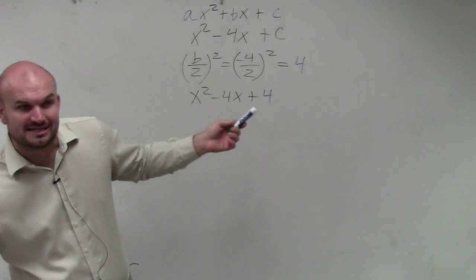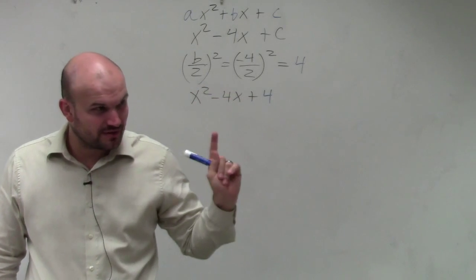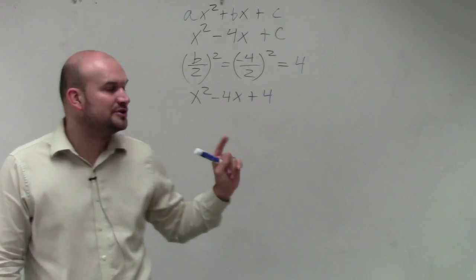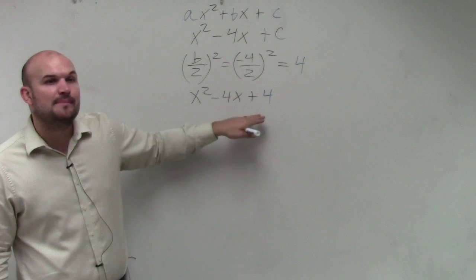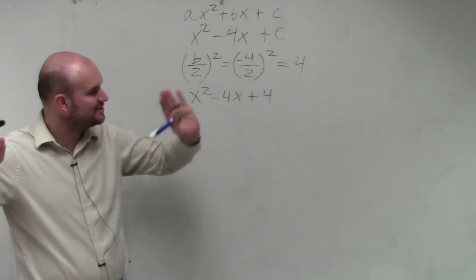That's basically what they're asking. 4 is the value that completes the square. However, I want you guys to go one step further. We're going to go one step further. We are going to learn how to factor this into a binomial squared. We're going to learn about factoring later. So even if you forget factoring, don't worry about it.